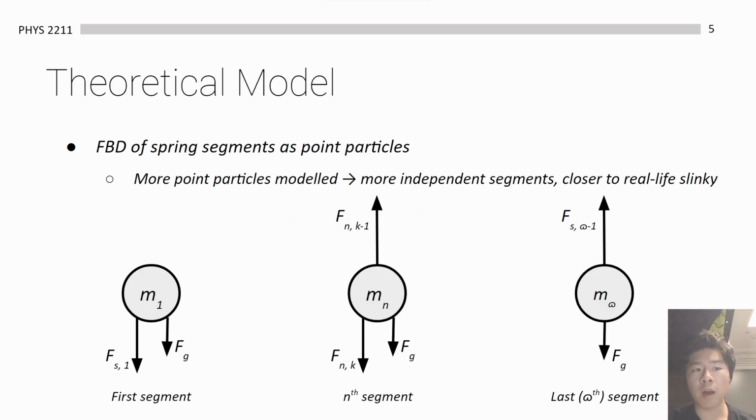For the theoretical model, we can model the points of the spring segments as point particles, and when we increase the number of point particles, we get closer and closer to the real system. In fact, as the number of point particles approaches infinity, the particles effectively form a line, which can become the actual slinky.